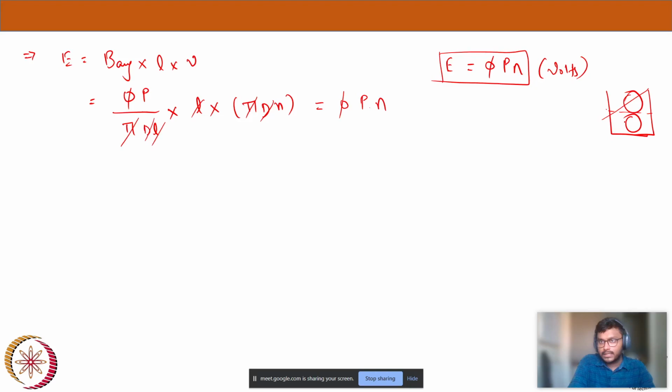One more thing, each coil will have a number of turns. Now let's say each coil is having two turns here. Turns is nothing but this only. This is a single turn coil.